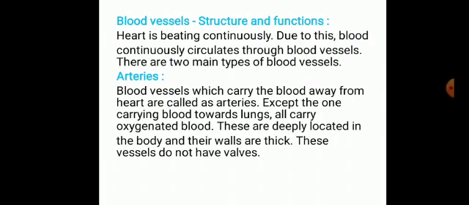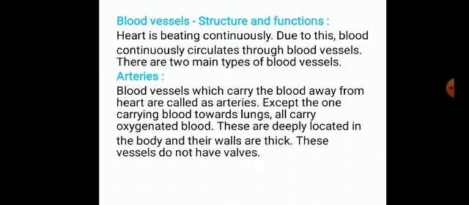Children, you might be knowing that the red color of human blood is due to hemoglobin. Hemoglobin is a red colored conjugated protein with iron, and that is present in RBCs, red blood corpuscles, and therefore human blood has red color. Today we are going to study blood vessels, structure and functions.